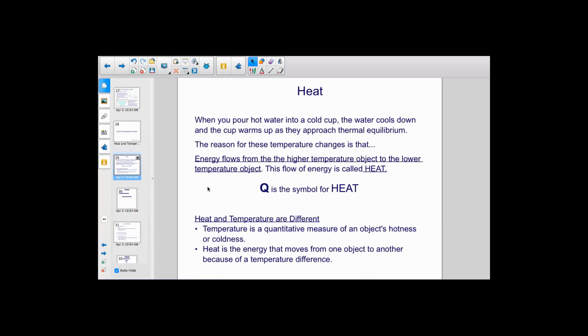We call that thermal equilibrium, and this is something we'll discuss in more detail a little bit later. The reason for these temperature changes is that energy flows from the higher temperature object to the lower temperature object. This flow of energy is called heat, and we use the symbol Q to denote heat. Now, heat and temperature are different. Temperature is a quantitative measure of an object's hotness or coldness. Heat is the energy that moves from one object to another because of a temperature difference.